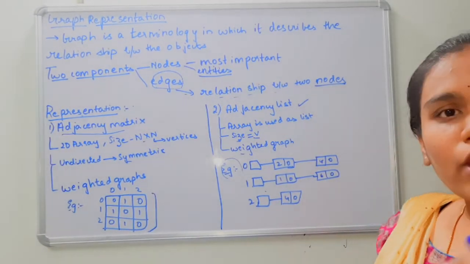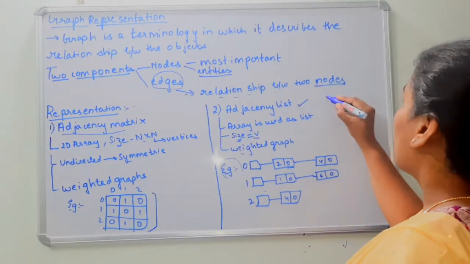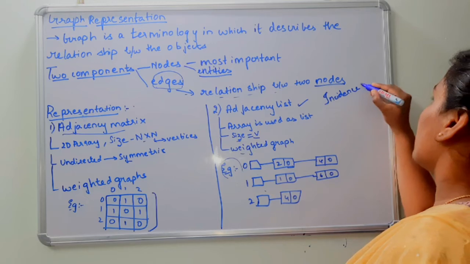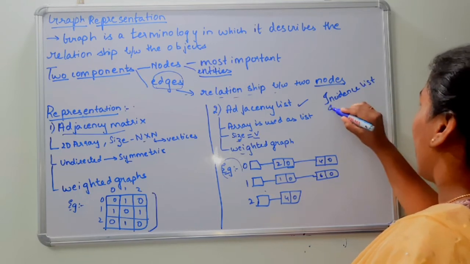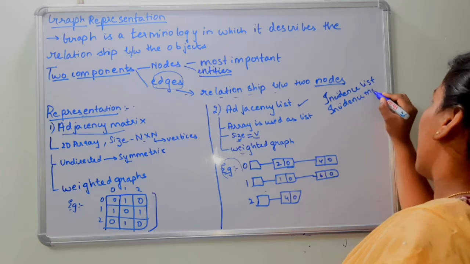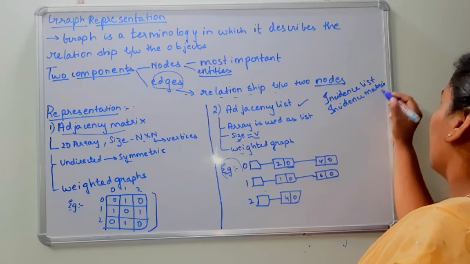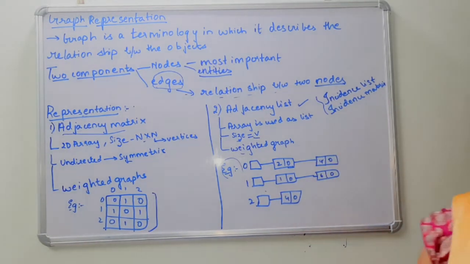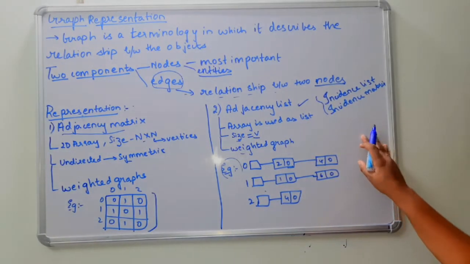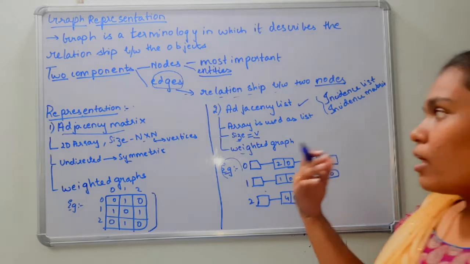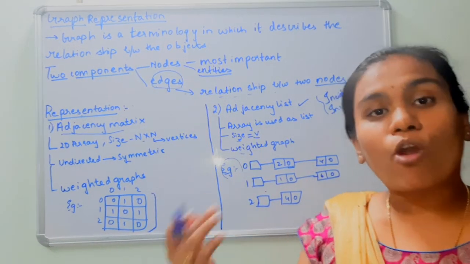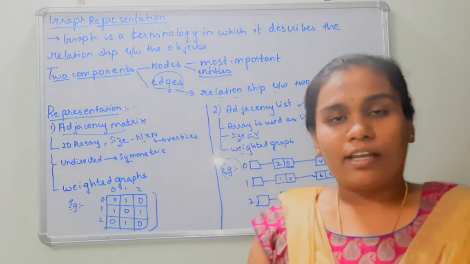And there are two more representations, that is incidence list and incidence matrix. These two representations are rarely used. The choice of the graph representation depends upon the number of operations performed on the graph.